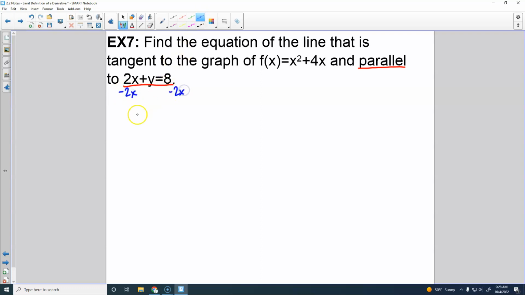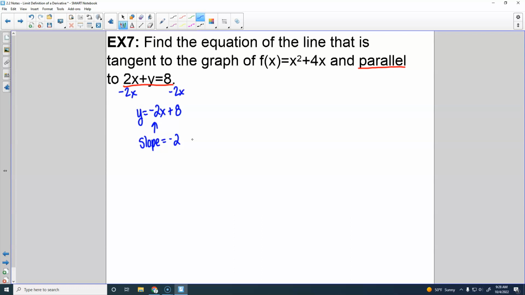Because I'd have to move that 2x to the other side. It's got to be in y equals mx plus b form for me to tell. So the slope of this line is -2. So I know the f prime of whatever point I'm looking for has to be -2. But I don't know what that point is. I know what the slope is going to be, but I don't know the point.